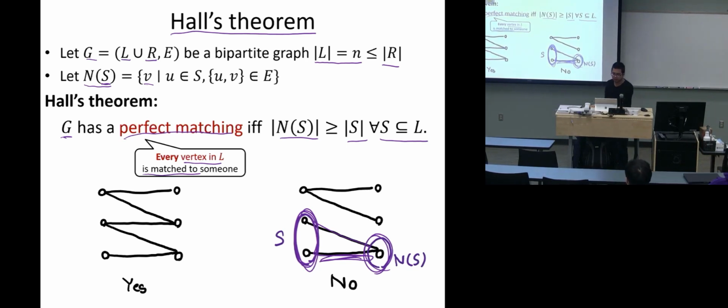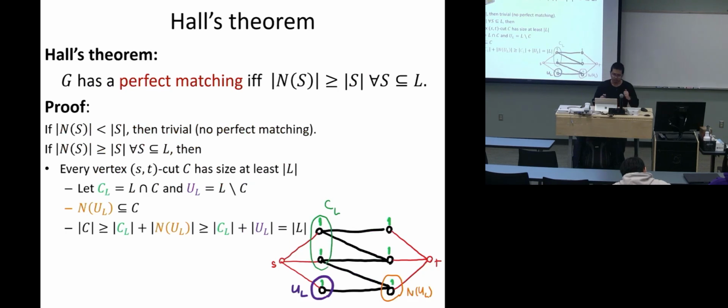So let's try to prove it. There are two directions. Suppose that there is some set S such that the neighbor set is strictly less than S. Then that is trivial, because the set S cannot be matched. Everyone in the set S cannot be matched anyway. There are fewer guys to be matched to. So there is no perfect matching in this case. That's easy.